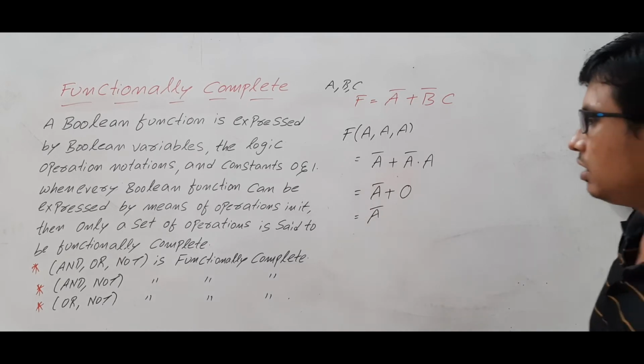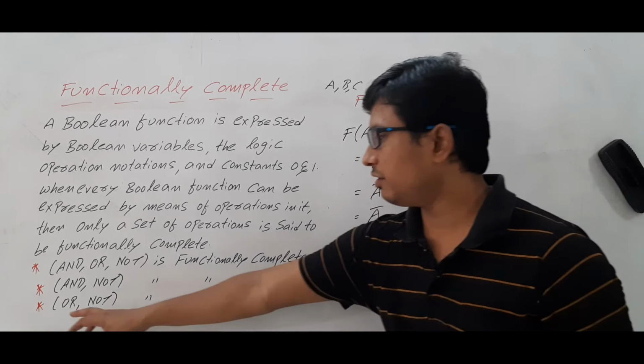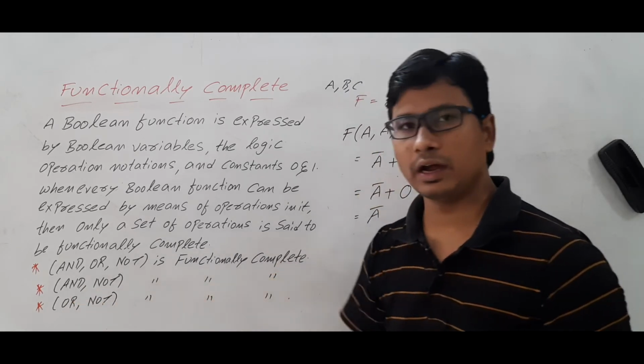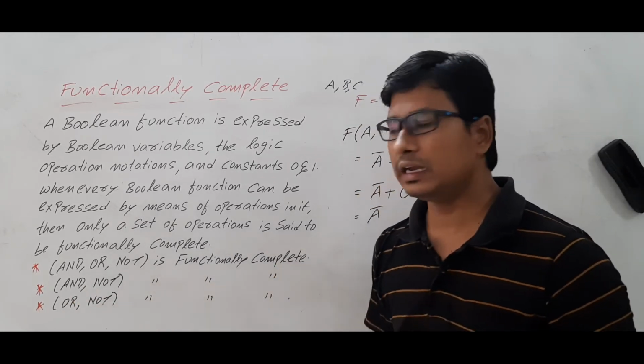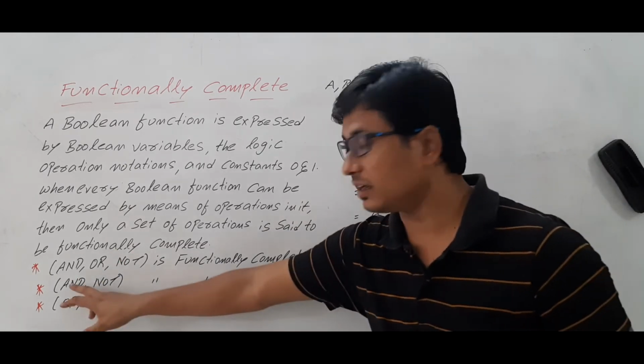So I found the NOT. Are you able to understand? So I have to find OR, comma, NOT. I already found NOT. Let's see, can I find OR and AND? Means NOT, OR, and AND. Is it clear?